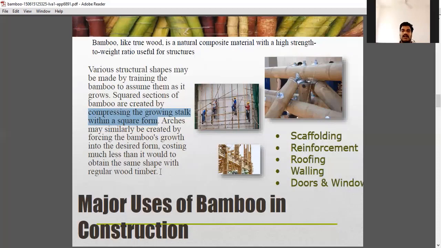It means bamboo growth can be shaped as desired, costing much less than it would to obtain the same shape with regular wood timber. Hope you understand. Okay. And this bamboo is used as scaffolding and reinforcement, and as roofing material and walling and doors and windows. These are the major uses of bamboo.